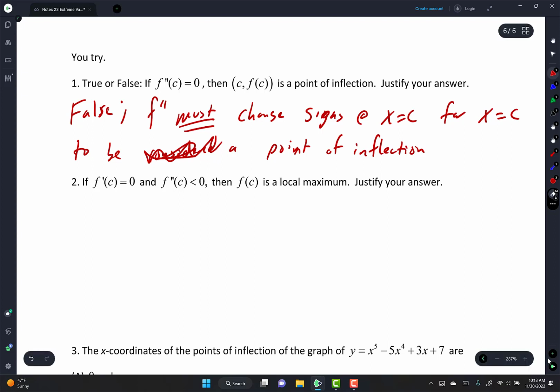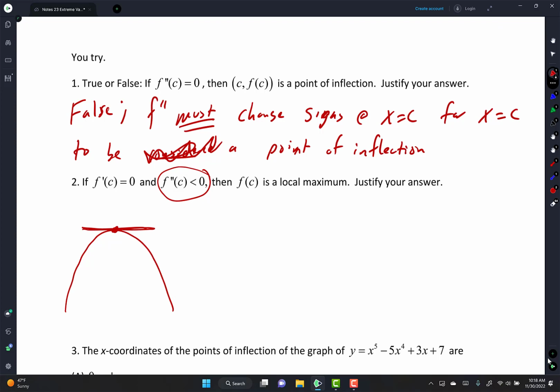So let's visualize this. I have a horizontal tangent. And what does this mean? Second derivative is negative? Concave down. So here's my concave down, and here's my critical point. That's the only place in this curve where there is a horizontal tangent. Is that a max? Yes, this is true.